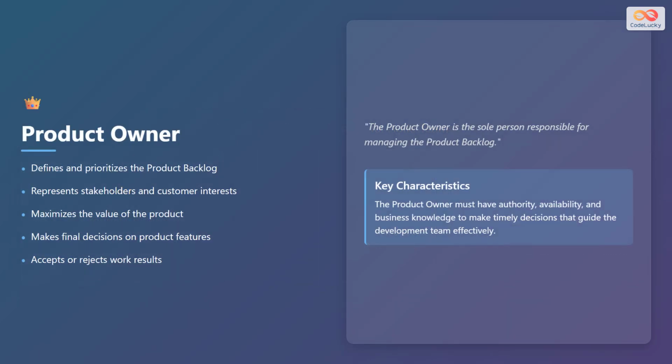The product owner is the voice of the customer and stakeholders. He or she is responsible for defining and prioritizing the product backlog, which is a list of all the features, enhancements, and fixes that need to be delivered in the product. The product owner ensures that the development team is working on the most valuable items at any given time. The product owner represents stakeholders and customer interests, maximizes the value of the product, makes final decisions on product features, and accepts or rejects work results.